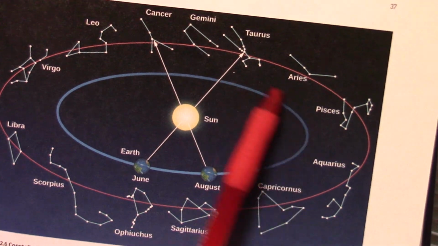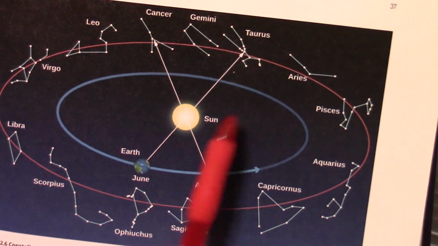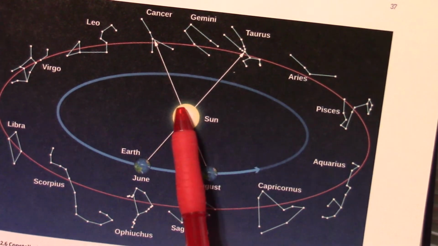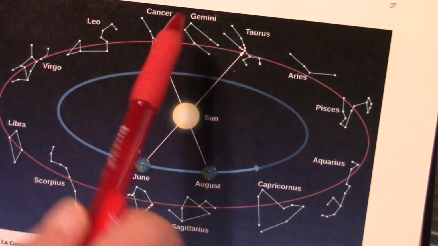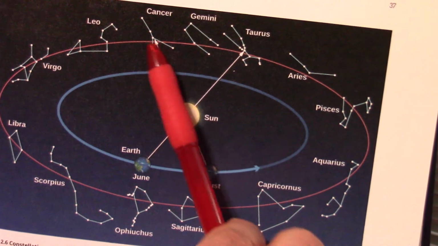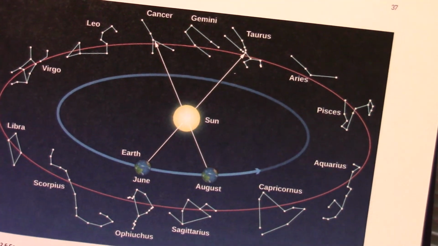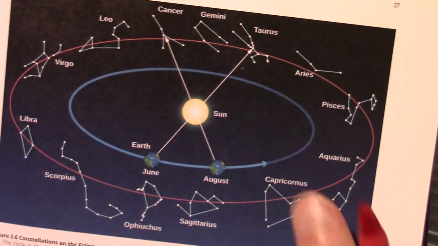Planet Earth orbits the sun. Okay, you're here, look at the sun, right? The stars that would be behind the sun at that time, in August, it's Cancer, it changes. So that's how your birth signs work, okay? Not too bad.